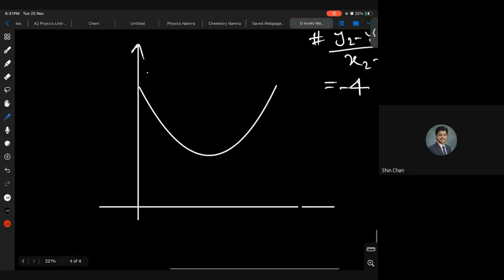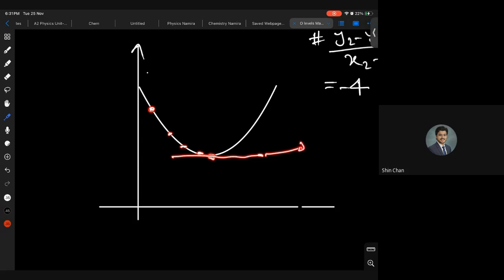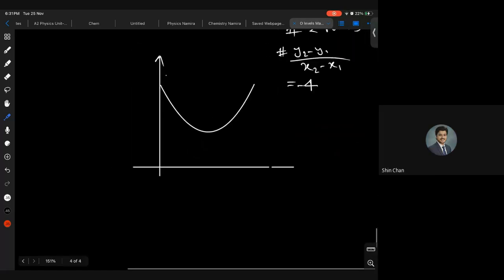But are you understanding that the gradient or slope of this graph is decreasing over time? Yes, sir. Because at this point the slope is completely horizontal. If I draw a straight line through the curve, this line is called a tangent. Am I going too fast, tell me. No, sir, I'm getting it.